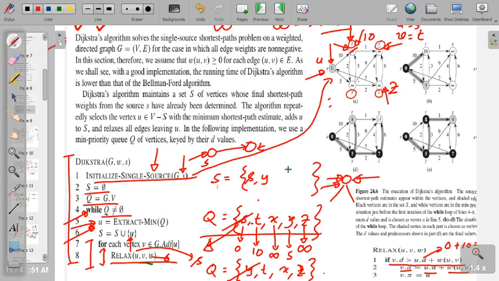Right. And now you see, once I have discovered this Y, in the relax procedure, this Y will be our U. This is the node via which I have to check whether from the source I can reach any other nodes via this Y in a less costly way or not. Once I am discovering this Y. Are you getting it?